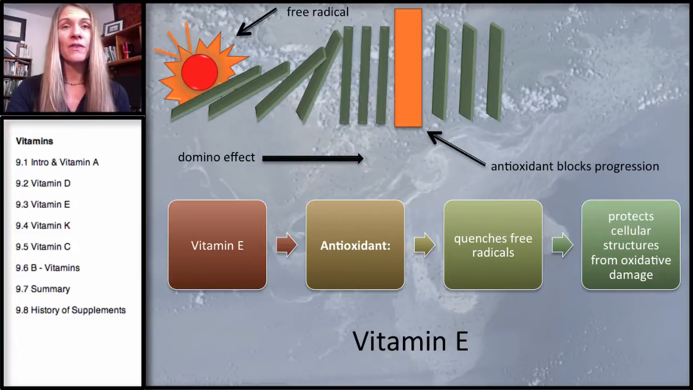The goal with any antioxidant is to basically block progression of the free radical damage, and it does this by quenching the free radical, or think about it as neutralizing the free radical. If it can stabilize it, then that free radical won't want to bind to structures that we don't want it to bind to. So vitamin E is an antioxidant, quenches free radicals, which protects cellular structures from oxidative damage. And oxidative damage is the damage that occurs from free radicals.